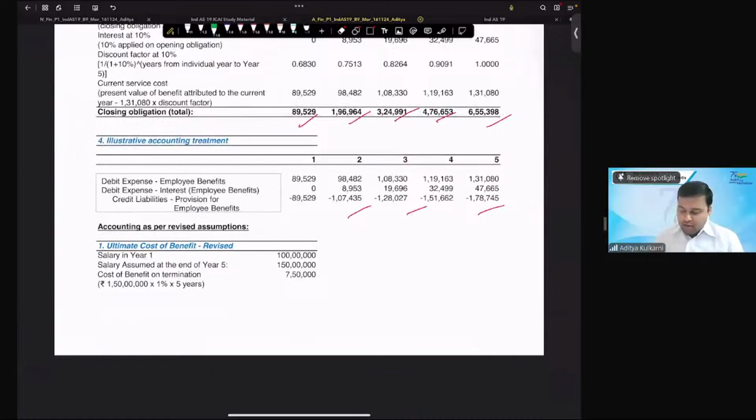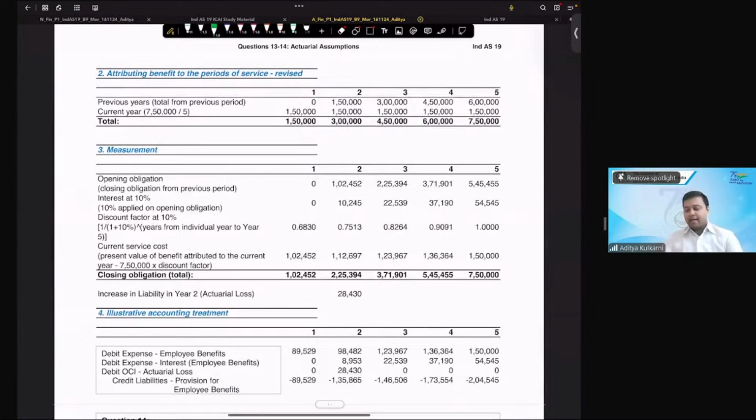So now at the end of year 5, the salary expected to be 1.5 crores. So 7,50,000 will be the cost of your benefit. From 6,55,000, it became 7,50,000. So this is the build-up. Calculations are the same. I'm not going to go into detail. So per annum, 1,50,000 is the unit credit. Discounted at the 10% rate. So 1 lakh to 2 lakh 25. This will be your build up to 7,50,000.